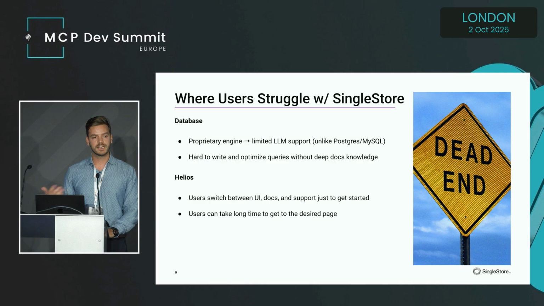And also, being a more technical database, it's harder to write and optimize queries without deep knowledge of the documentation or the technology itself. For the online platform, we also identified that users would switch between the UI and then go to the documentation to try to understand it. We would put tutorials in, but then we'd have to think about the messages so as not to be confusing. There are plenty of things that could confuse users at the end.